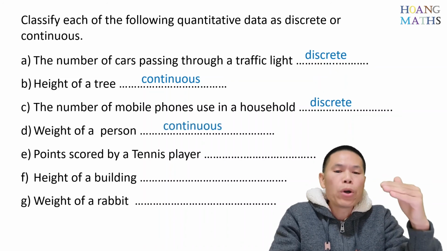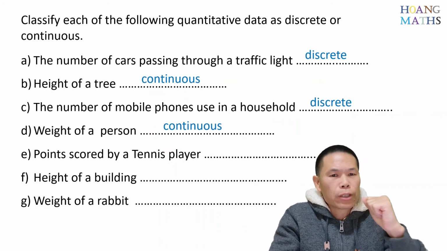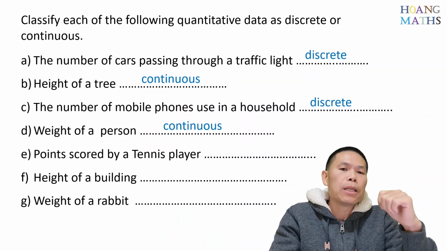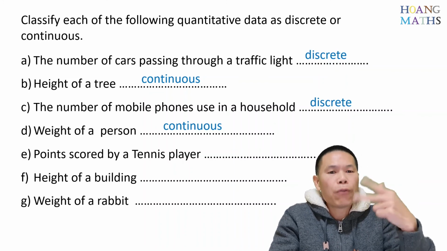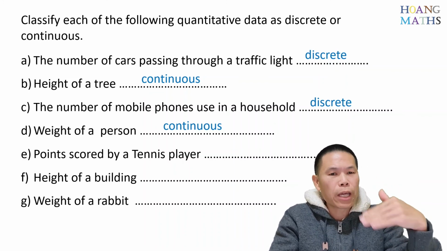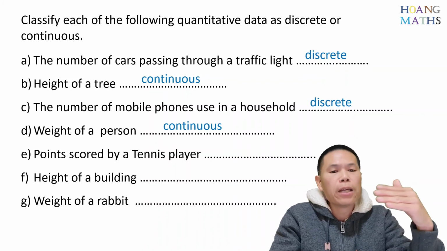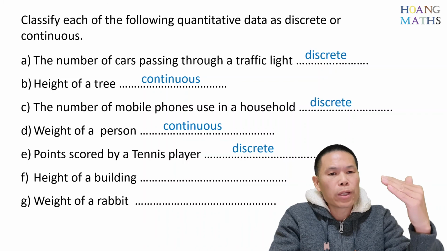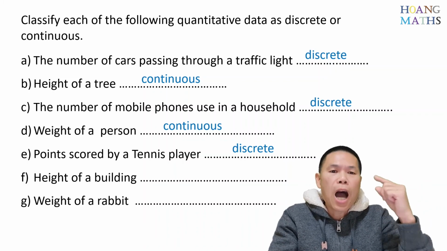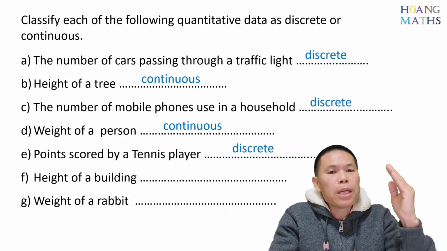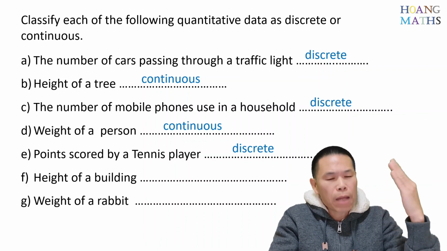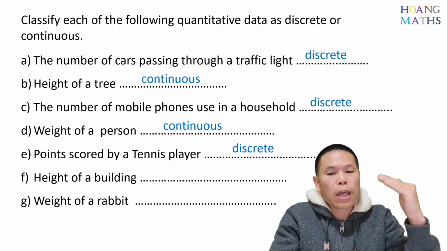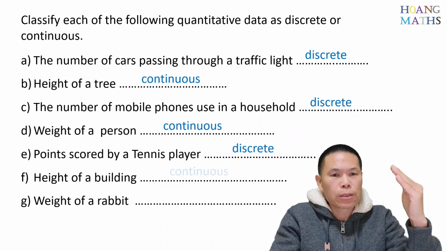Part E, points scored by a tennis player. So therefore, it involves whole numbers, right? So it can be 15, 30, 45, and so on. It's whole number. You cannot have like 0.5, right? So therefore, it is discrete. Whole number, right? Anything to do with whole numbers. Part F, height of a building. So it can be 20.5 meters, 10.5 meters, and so on, right? So it's involving decimals. So therefore, it is continuous.